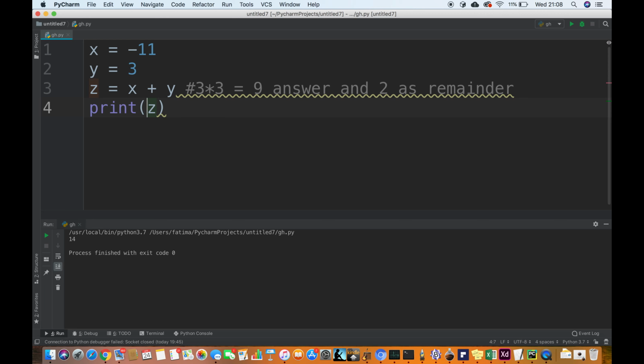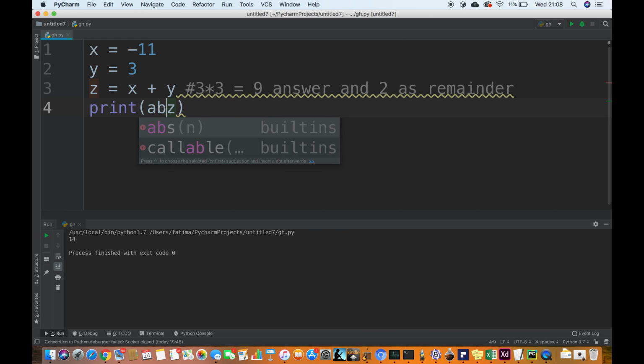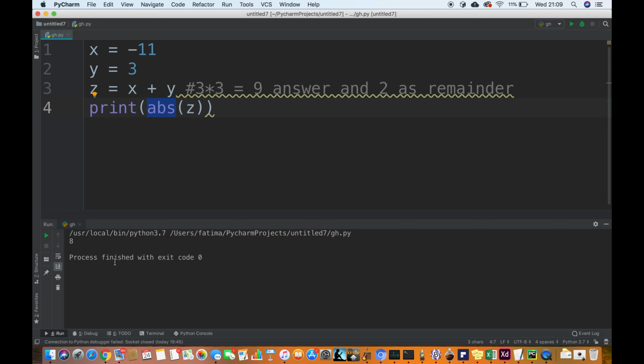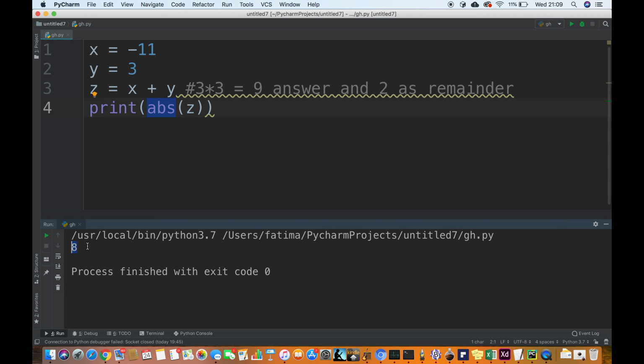And if I write down abs, which is absolute number, an absolute number ignores the sign in front of the integers, whether it's minus or plus. So if we look at this situation, x plus y is minus 11 plus 3, which would give us minus 8. So our answer should be minus 8, but because we have absolute in front of z, it will only give us 8. It will ignore the minus sign because we want it absolute.